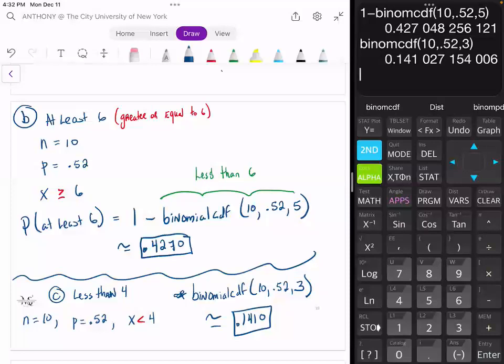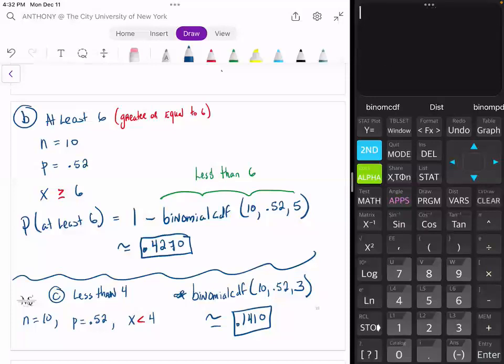Okay. I have one more example. Let's just do it to get it out of the way, so that way we get the hang of it.